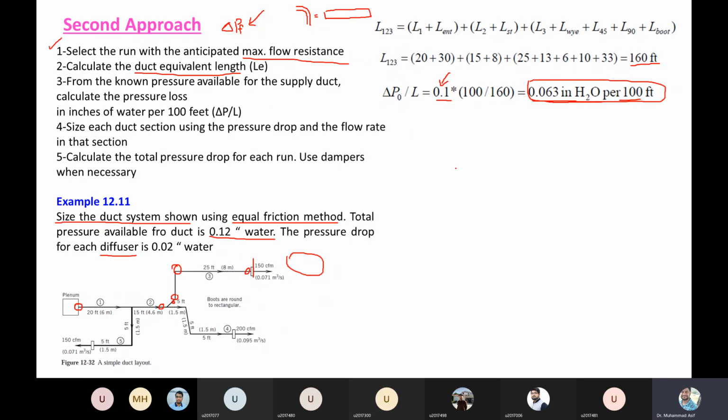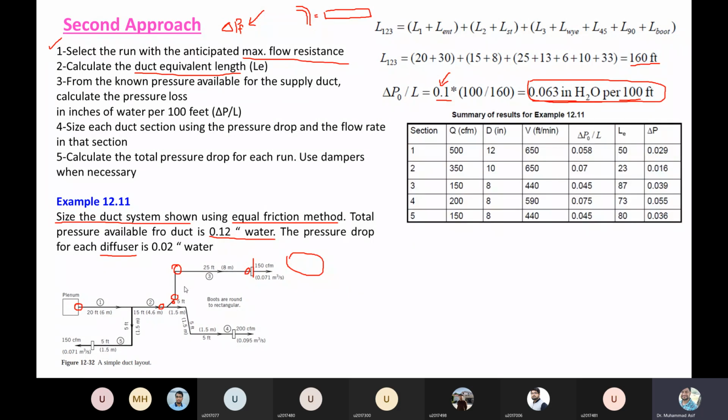So now you can calculate with the same procedure. Let's say we have different sections. For section 1, we need two values. What we need is the flow rate, I mean Q. So Q is given. How can we calculate the flow rate here in the main branch? We know the flow rate here is 150, here is 200, and here is 150. So if we add up 150 plus 200 plus 150, the main flow rate will be 500.